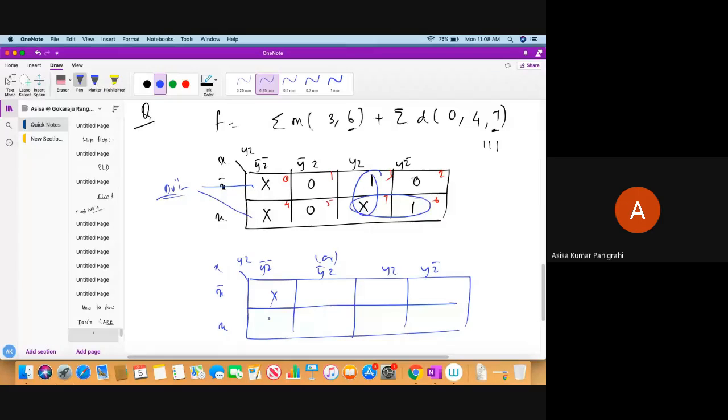So this is don't care, 0, 0, 1, don't care, 1. So you can combine it this way, students. You can combine this one, and another one like this. Like this you can combine. Okay. Do you all understand?